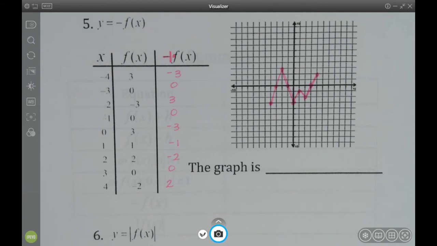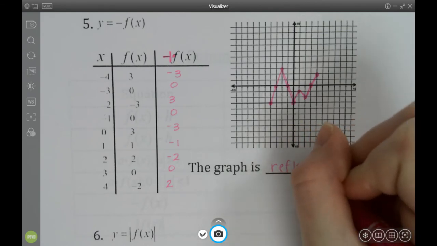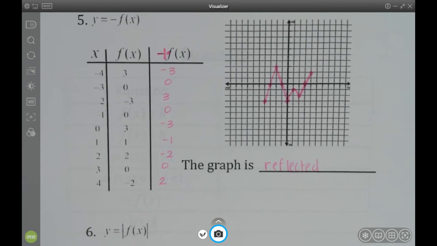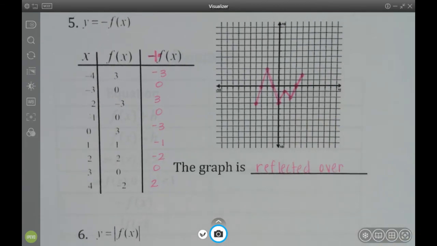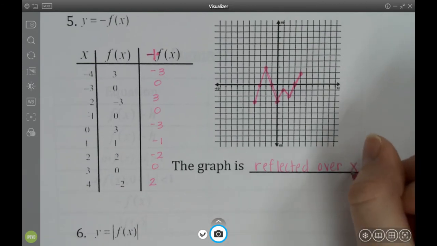Were we correct? Did it flip over? Yep. So it is reflected. We're using our math specific terms. It's reflected over what? Over the x-axis.